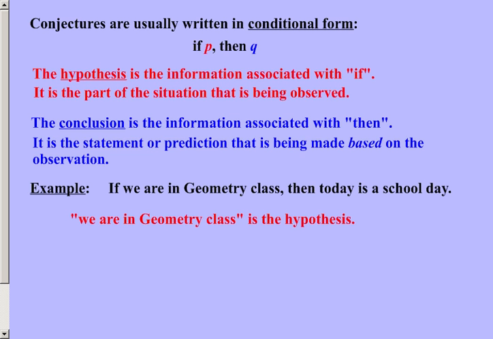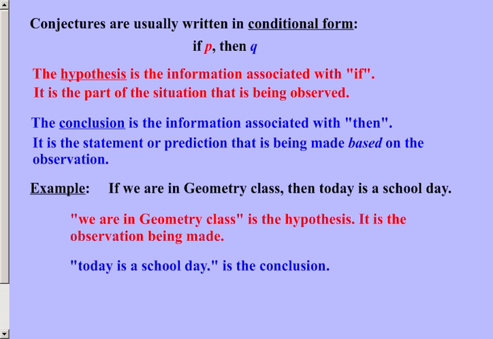Let's take a look at that. The statement we are in geometry class is the hypothesis part of the conditional form. It is the observation that is being made. Looking around, seeing that you are in the classroom, seeing that you are in those uncomfortable desks, being bored doing geometry, that is the observation. Today is a school day would be the conclusion that could be stated based upon the observation.